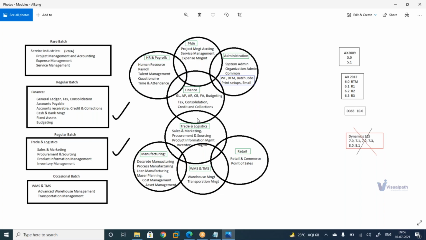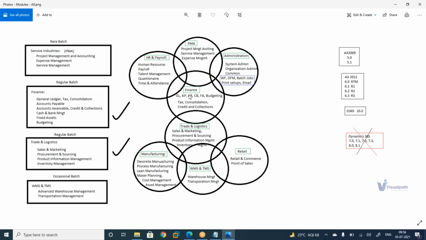And then very rarely I will teach advanced warehouse management and transportation management. This is a separate batch. I will not teach it for freshers. First, either you need to learn this one, or this one, or you need to learn finance and trade and logistics together.